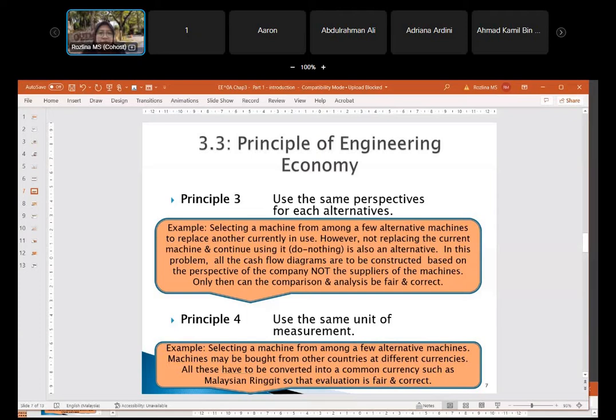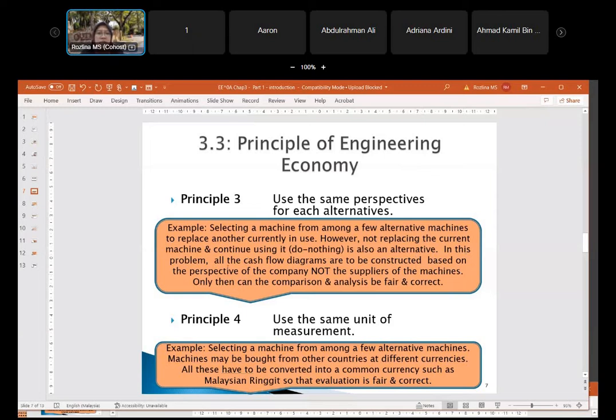Okay, principle 3. Use the same perspective for each alternative. For example, selecting a machine from among a few alternative machines to replace another currently in use. You are now using the current machine but now you want to consider a few alternatives, maybe to buy. However, not replacing the current machine and continue using it. So that means do nothing is also an alternative.